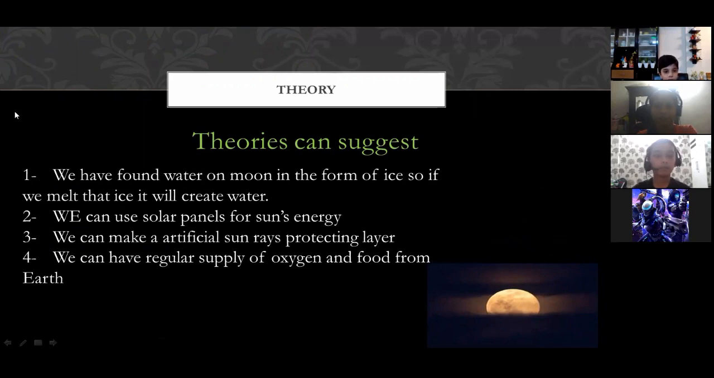Theories suggest that we have already found water on moon in the form of ice. So if we melt that ice, it will create water. We can use solar panels for sun's energy. We can make an artificial sun rays protector layer, like an ozone layer. We can have a regular supply of oxygen and food from Earth.